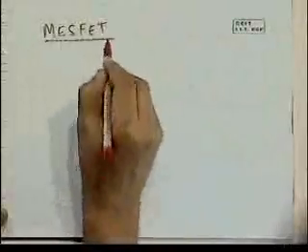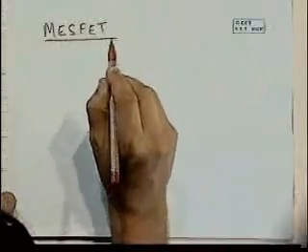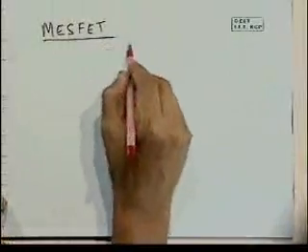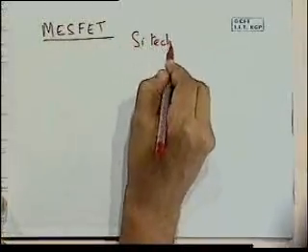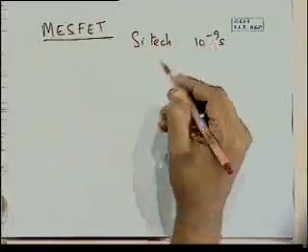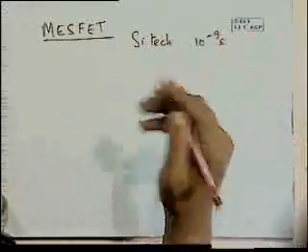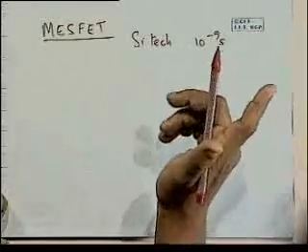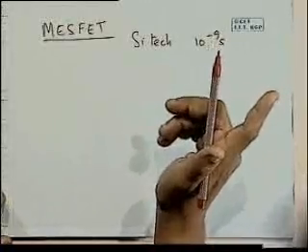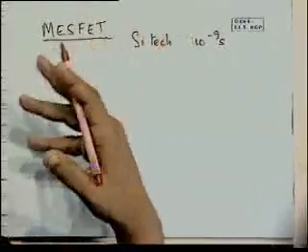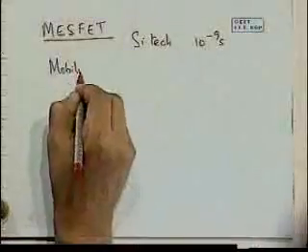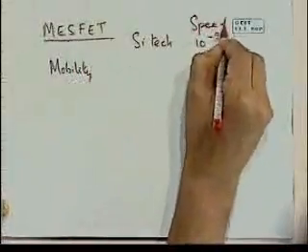In MESFETs, the whole idea is there's a great demand for higher switching speeds. With silicon technology, you can have some 10 to the power minus 9 seconds, nanoseconds, on-off times that are possible. But if you want to go to higher speeds than that, then you have to look for some material which has got higher mobility. Mobility is the velocity per unit field. So if some material is there with higher mobility, we can use it. So mobility is the driving force for these high speed devices.